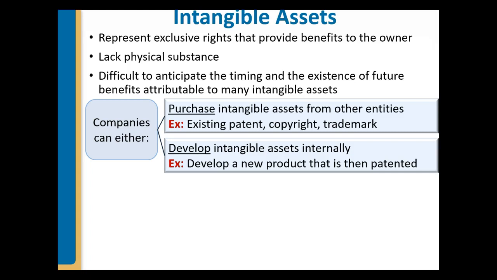So the initial valuation of purchased intangible assets usually is pretty simple because we value a purchased intangible at its original cost, which includes its purchase price and all other necessary costs to bring it to a condition and location for intended use. So if a company purchases a patent from another entity, it might pay legal fees and filing fees in addition to the purchase price. We value intangible assets acquired in exchange for stock or for other non-monetary assets or with deferred payment contracts exactly as we do property, plant, and equipment.